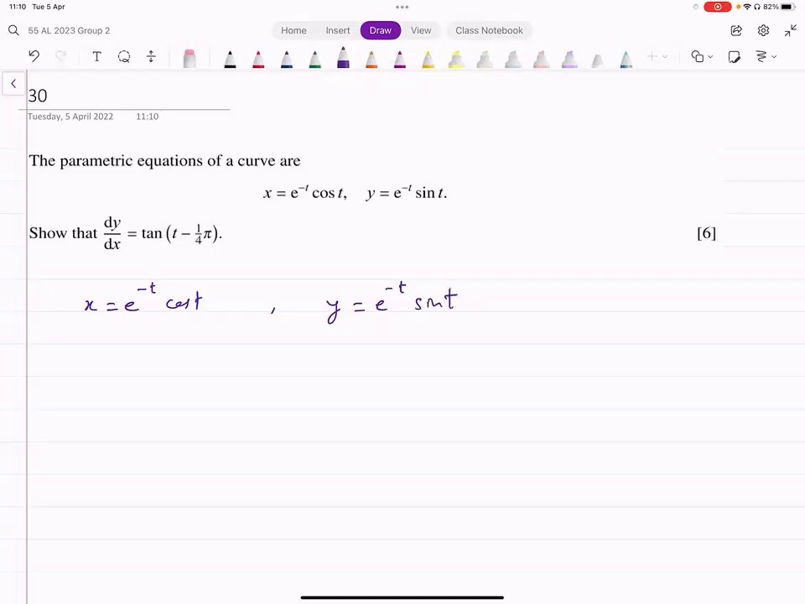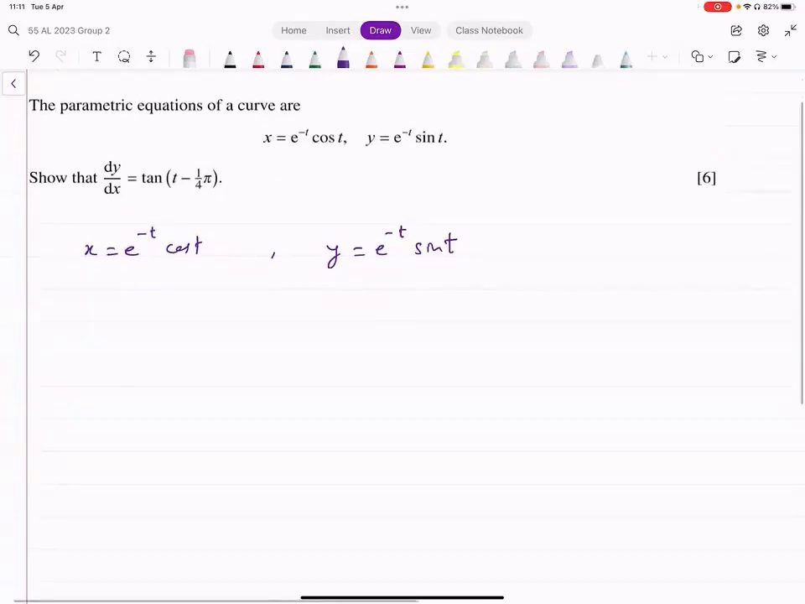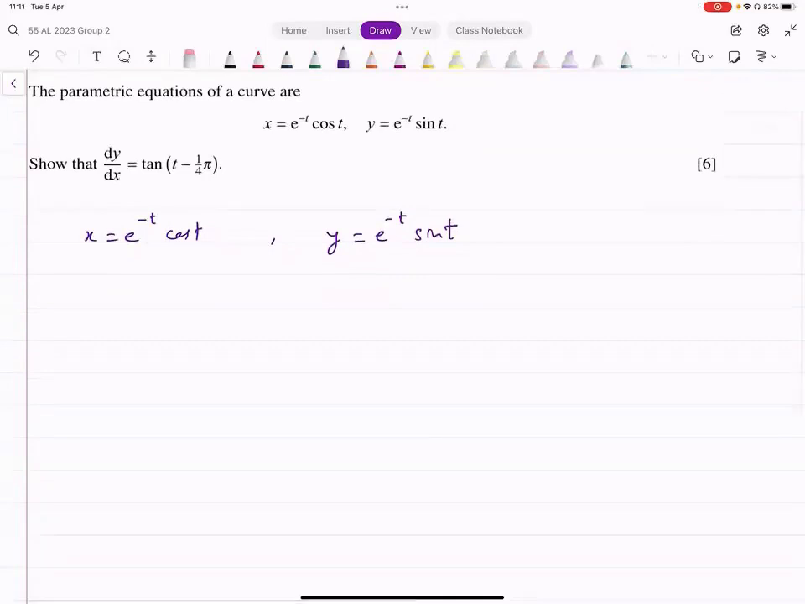How do you find dy over dx from this? What do we have to do here? Find the derivative for each of these equations separately and then use chain rule. Right? So parametric differentiation process is pretty straightforward. आप दोनों का अलग-अलग differentiate कर लें. dx over dt. Let's differentiate this. It's a product, so you'll have to use the chain rule.